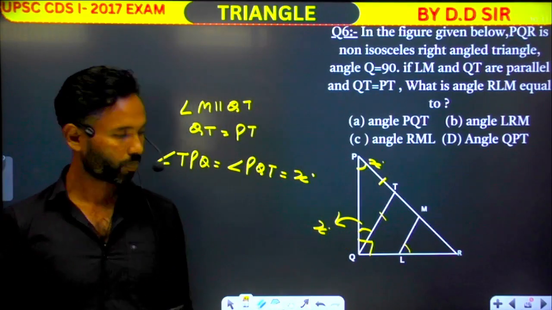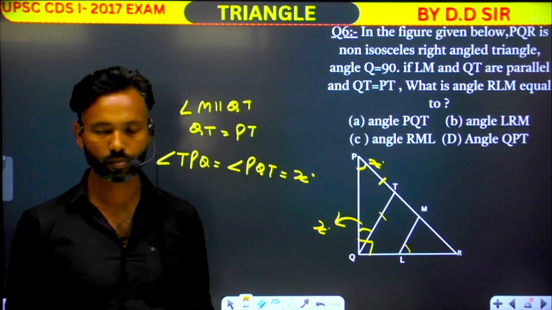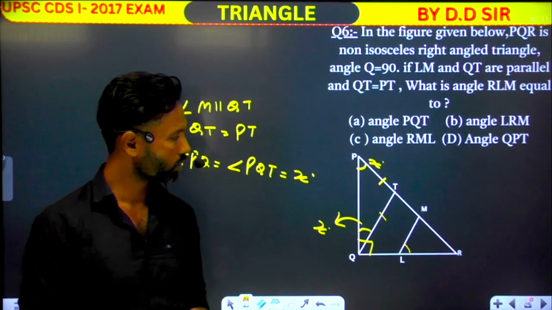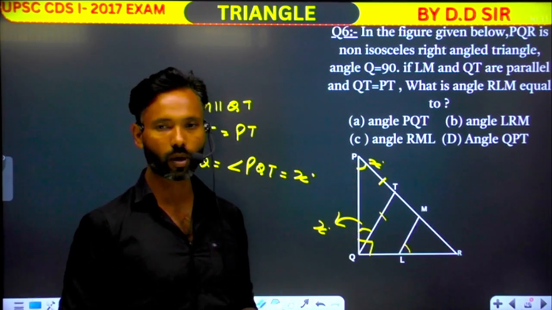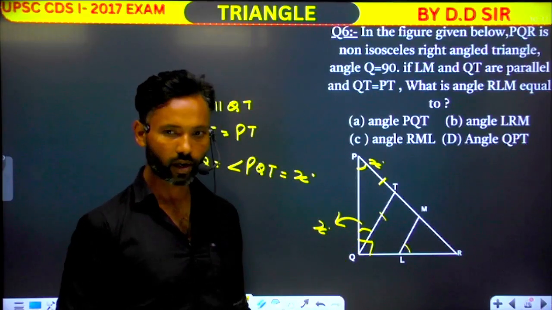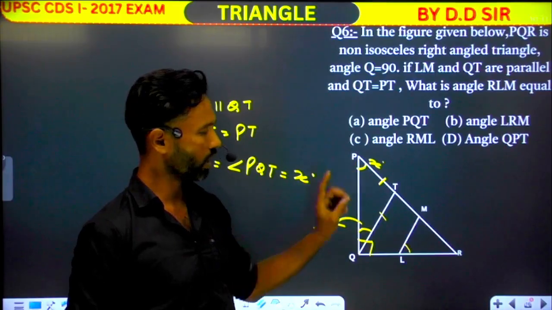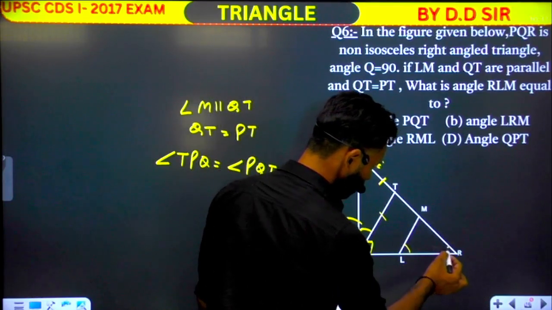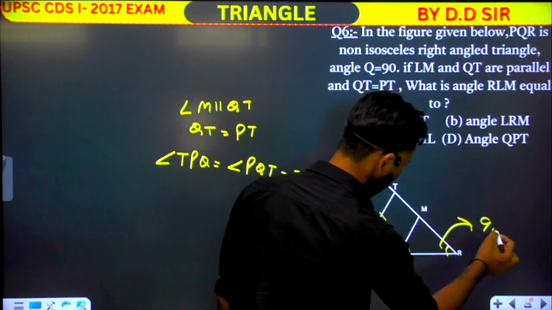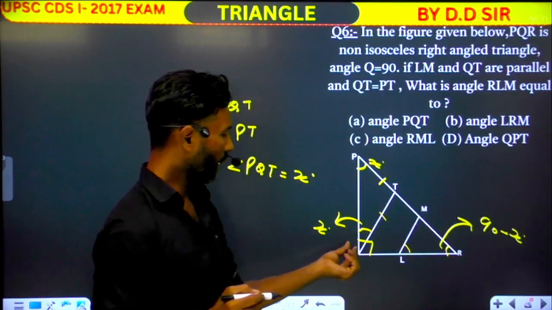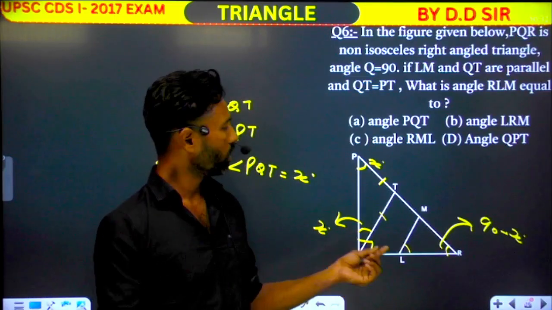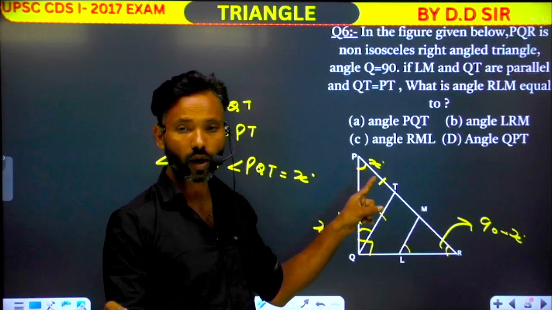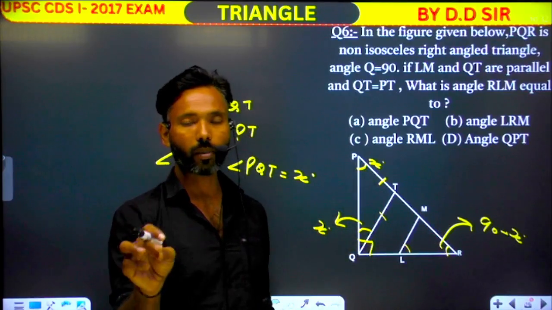Angle Q is provided equal to 90 degrees, and we know very well that the sum of all angles of a triangle will be equal to 180 degrees. So the sum of all the angles of this triangle will be equal to 180 degrees. Angle Q is equal to 90, and we have assumed angle P equal to x degrees. So I can say angle R will be equal to 90 minus x degrees, because angle Q alone is equal to 90. So the sum of P and R will be equal to 90, and we have assumed angle P equal to x degrees, so angle R will be equal to 90 minus x degrees.